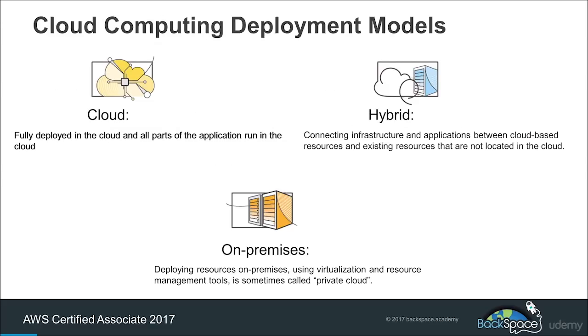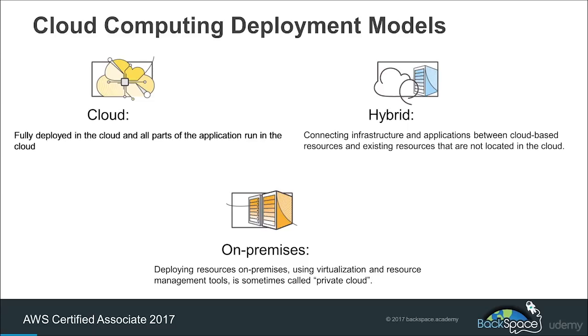There are a number of cloud computing deployment models, depending on whether we want to deploy 100% to the cloud or whether we want to take advantage of existing on-premises infrastructure as well. So the first one there is a fully cloud deployment, and that's where everything is fully deployed in the cloud and all parts of the application run in the cloud. We have a hybrid solution, which is connecting the infrastructure and applications between cloud-based resources and our existing resources that are not located in the cloud.